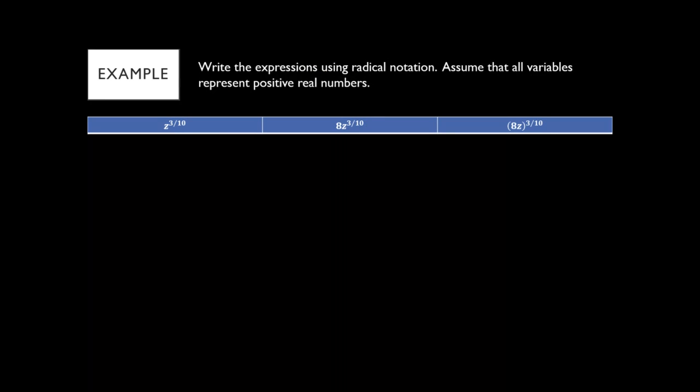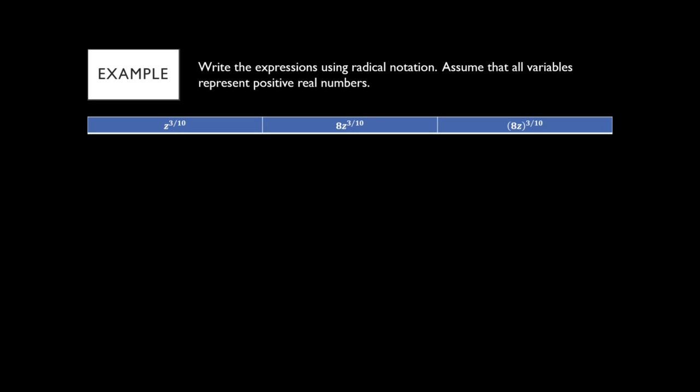So from here, we just want to write the expressions using radical notation. So that means you're converting these fractions into something with like square roots, cubed roots, and so on. Assume that all variables represent positive real numbers. So I've got z to the 3/10 power.